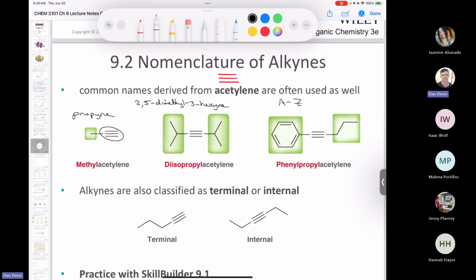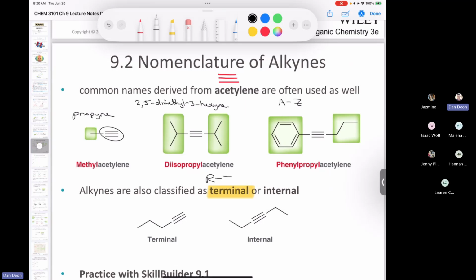So phenylpropyl acetylene. And then also, this is really important because I'm going to bring up terminal alkynes like Avogadro's number of times in this class, okay? So what a terminal alkyne is, it's when you have an alkyne that has a hydrogen attached to at least one of the carbons of the triple bond, okay? So this would be an example of a terminal alkyne, right?